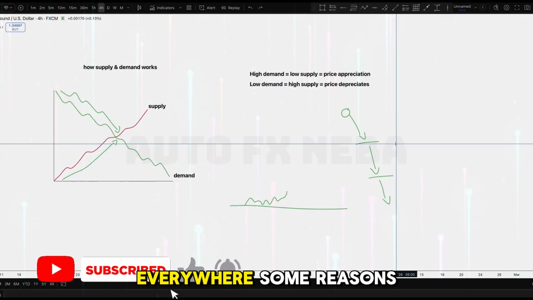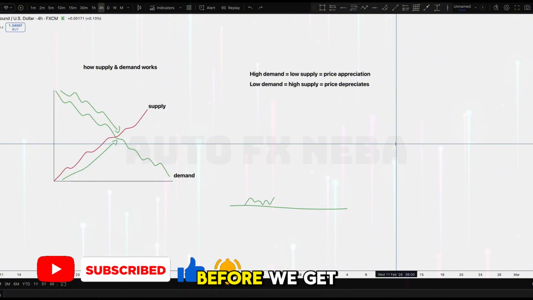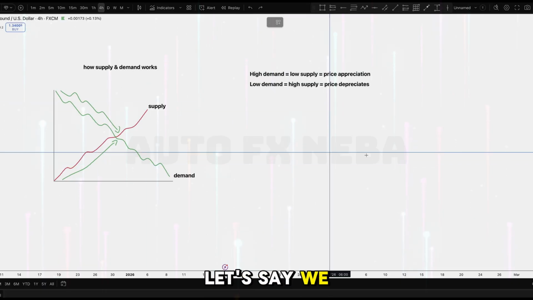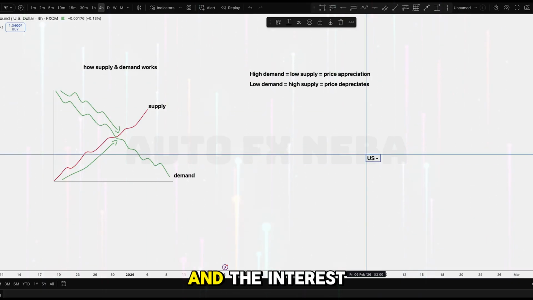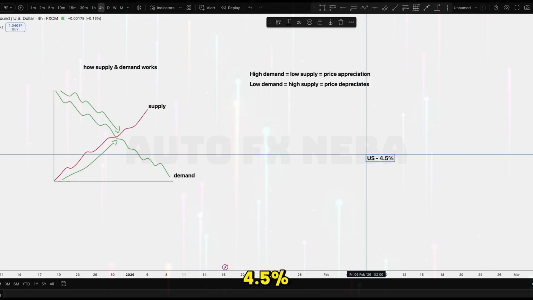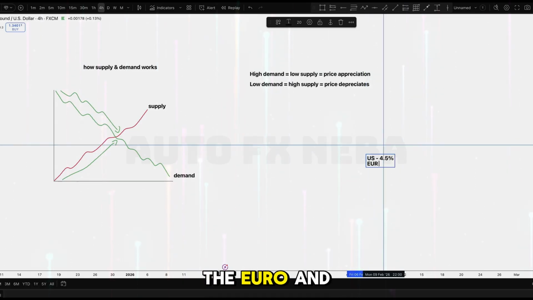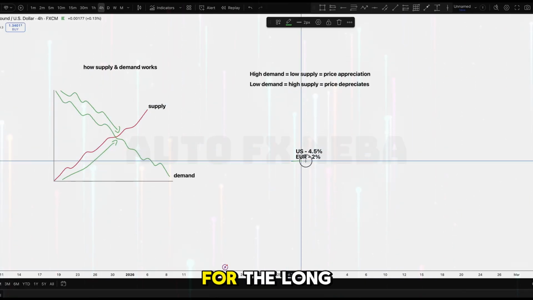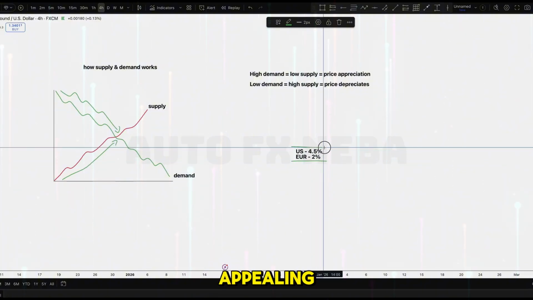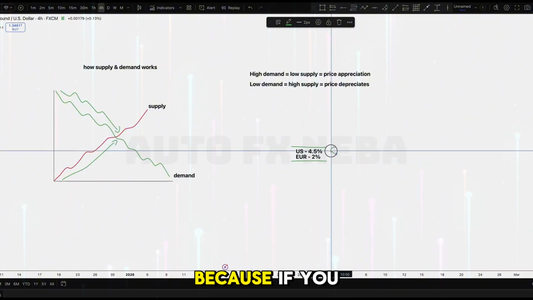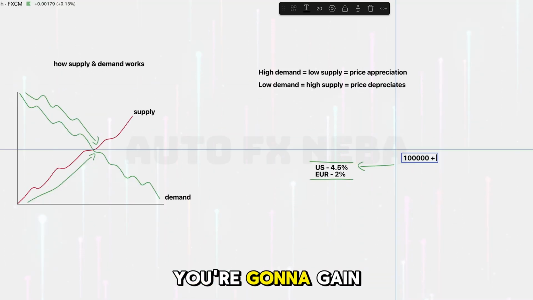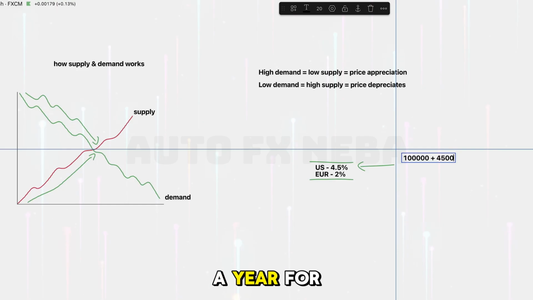It's the same everywhere. Some reasons why, just very briefly before we get into actually using this, demand may increase for an asset. Let's say we have the US dollar and the interest rate on the US dollar is 4.5%. And then let's say we have the euro and the interest rate on the euro, these are random numbers by the way, is 2%. Well, if you're thinking of holding one of these for the long term, which one's going to be more appealing? Probably the US dollar, right? Because if you have $100,000 in the US dollar, you're going to gain $4,500 a year for holding that.